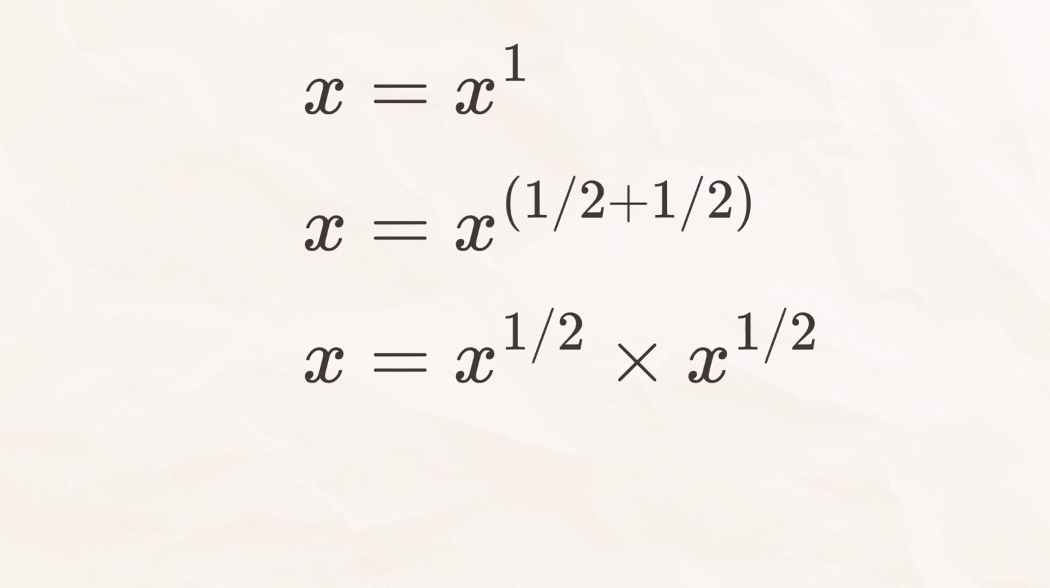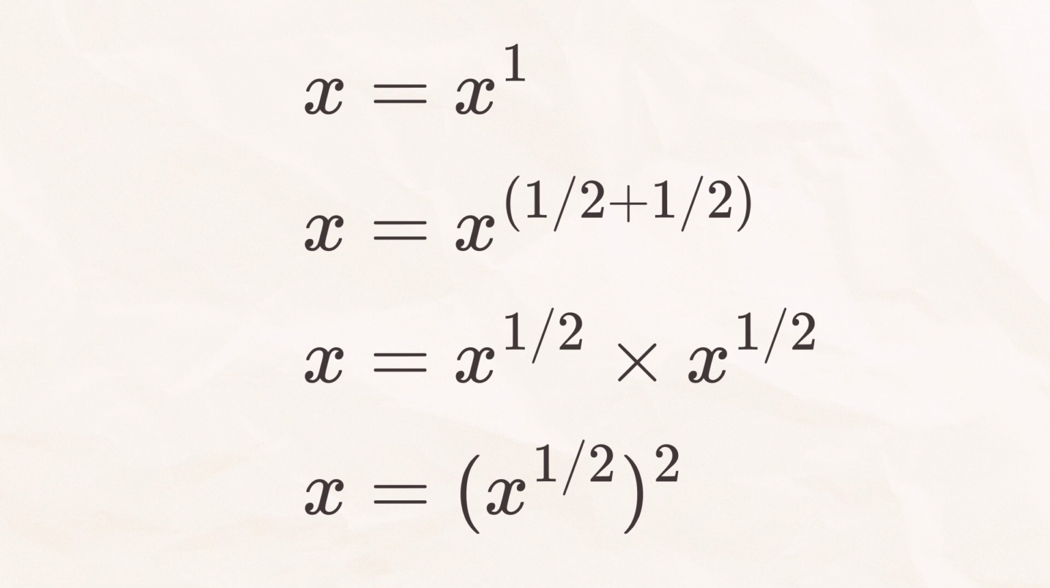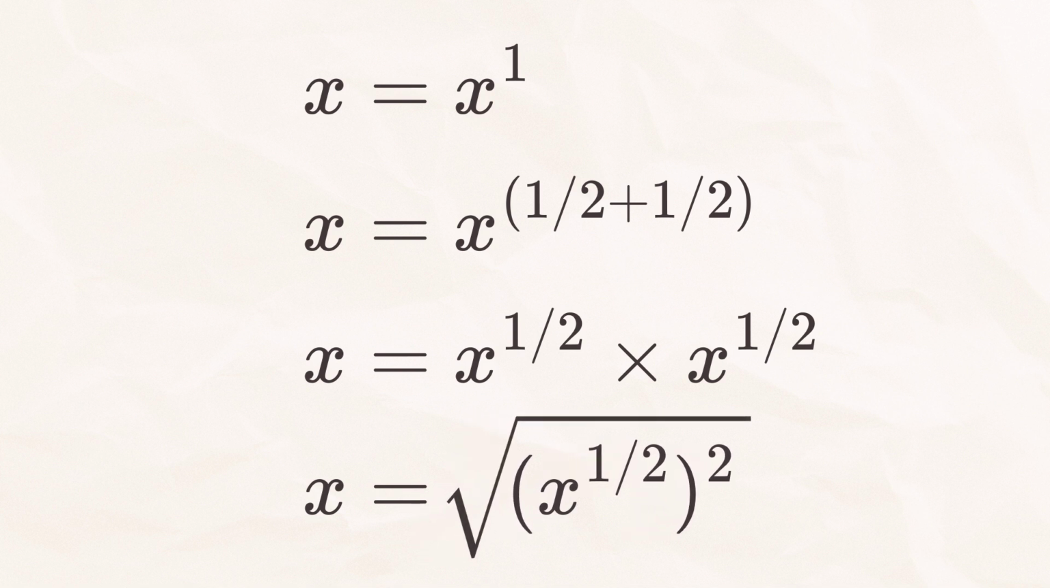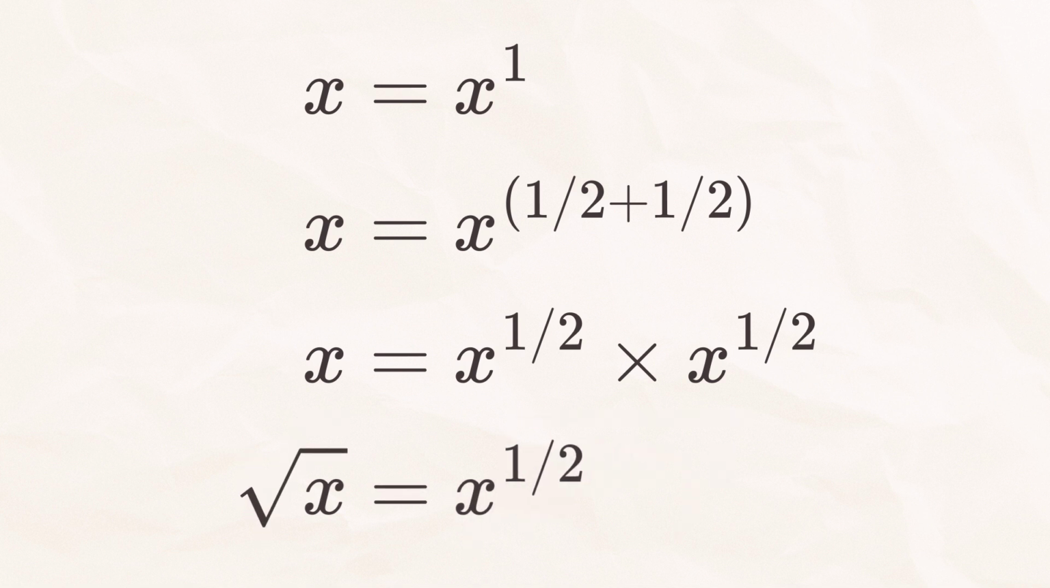A square is a number times itself. So x to the power of 1/2 times x to the power of 1/2 is the same as x to the power of 1/2 squared. So we take the square root of x to the power of 1/2 squared. And since this is an equation, see the equal sign? Anything we do to one side, we have to do to the other side. We need to get the square root of x on the left-hand side of the equation.